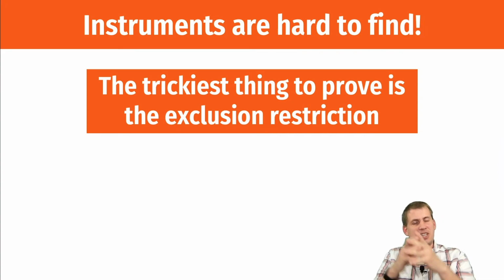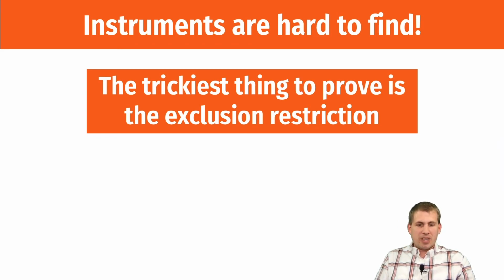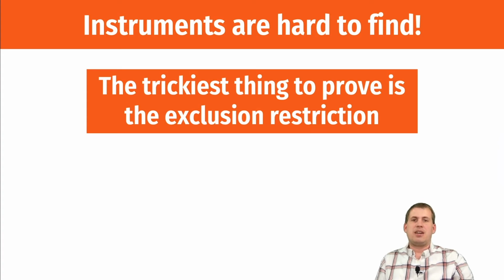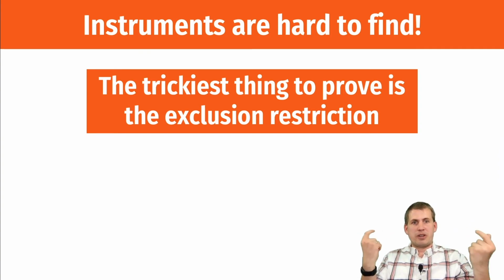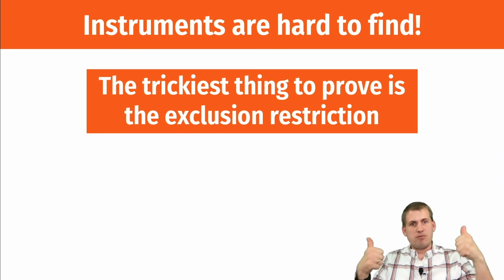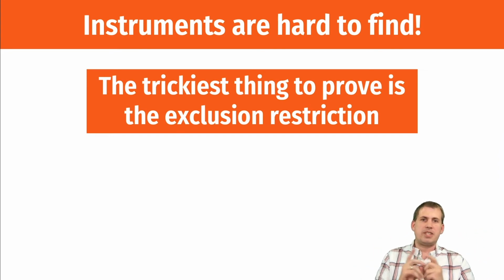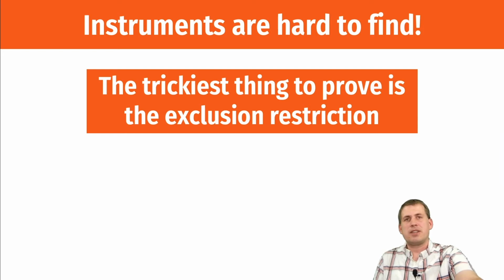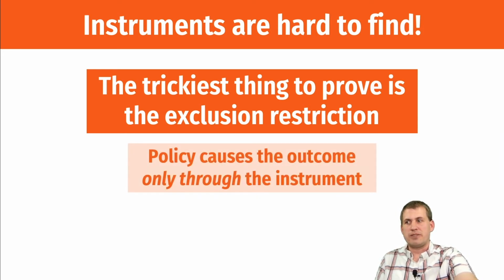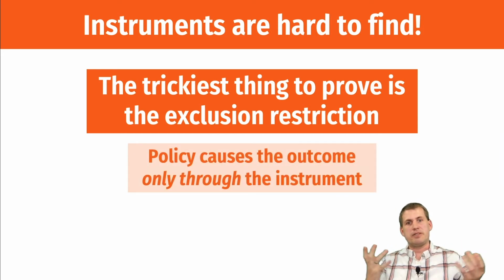Moral of this story, looking at the history of all of these different instruments that have been used: instruments are hard to find. They're very hard to prove the exclusion restriction. That's generally the hardest thing to do. You can prove relevancy. You just run a regression between the instrument and your policy, and you've got relevancy. Telling a story about exclusivity, or about the exclusion principle, is hard, and that's where people run into the most problems trying to convince people about the strength of their instrument.